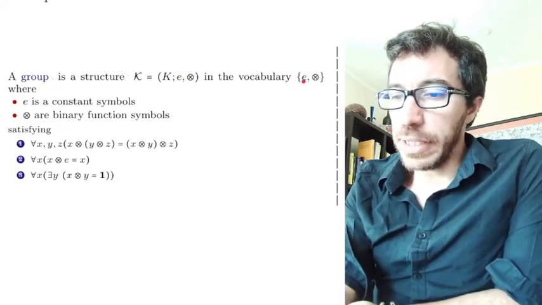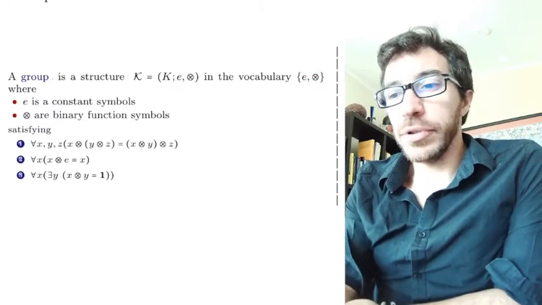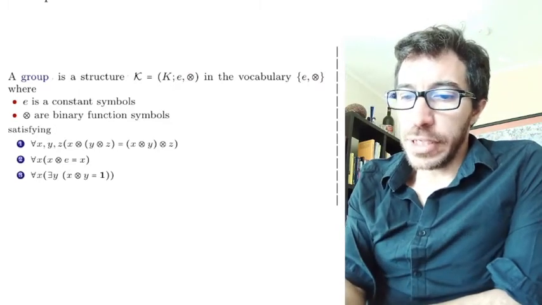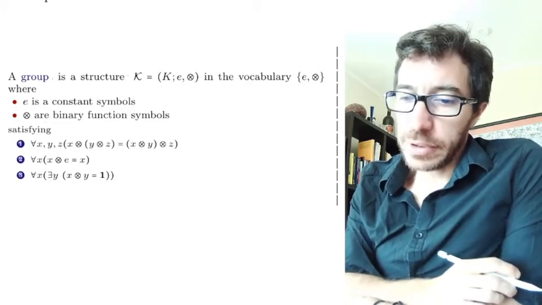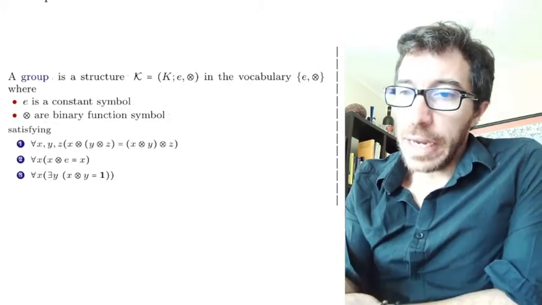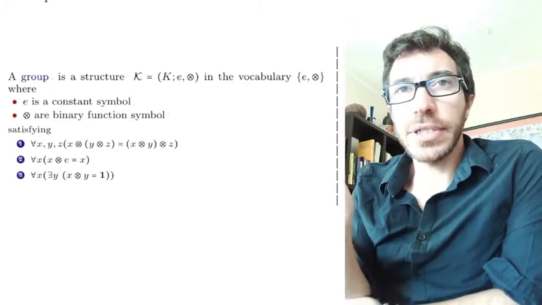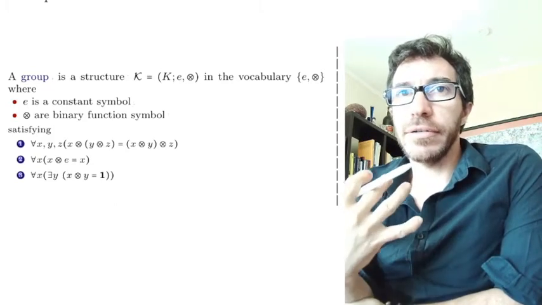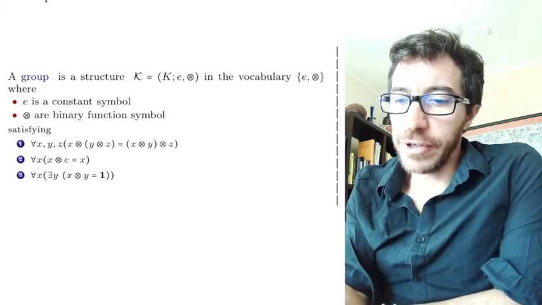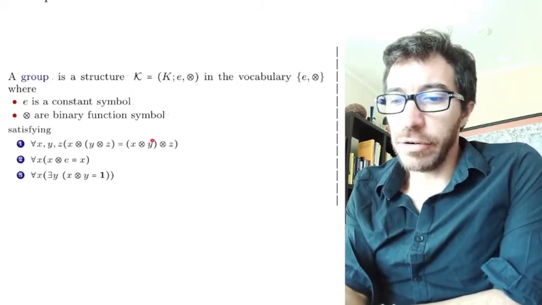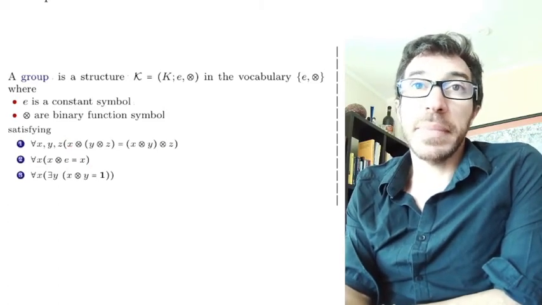So we have the particular vocabulary with a constant symbol, naming the identity, and an operation symbol, so a function symbol. So that's the vocabulary. It has these two things: E is a constant symbol, and star, or times, is a binary function symbol. And the group needs to satisfy these three sentences. So it's a set of three sentences that you need to satisfy in order to have a group, and you remember what they are. The first one tells you associativity of the operation. The second one tells you that the identity should behave like the identity.